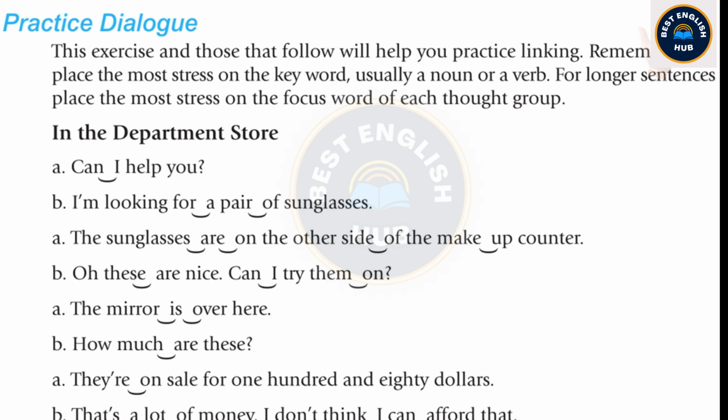Dialogues for practice. The following dialogues will help you to practice linking. Remember to place the most stress on the keyword, usually a noun or a verb. For longer sentences, place the most stress on the focus word of each thought group. Linking vowel to consonant. Practice dialogue.